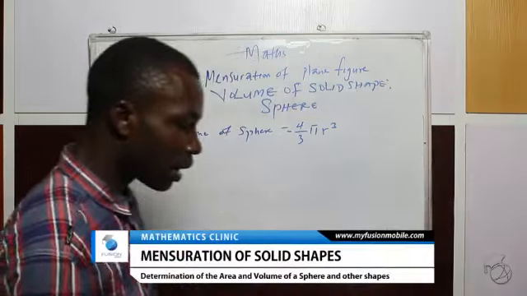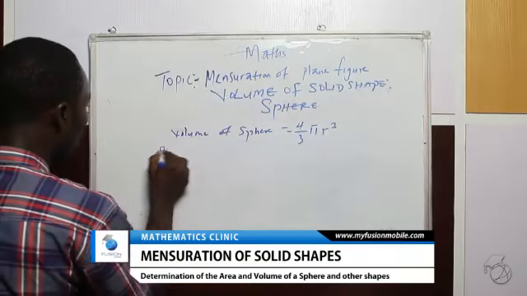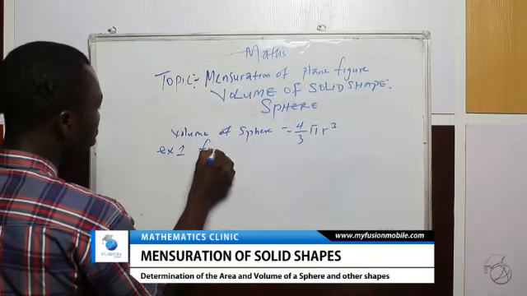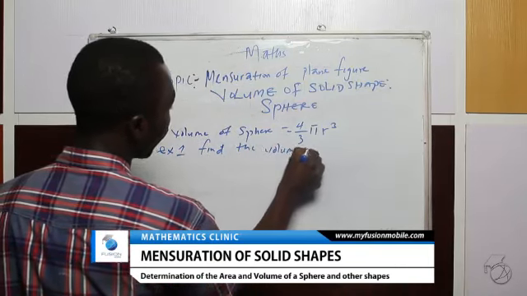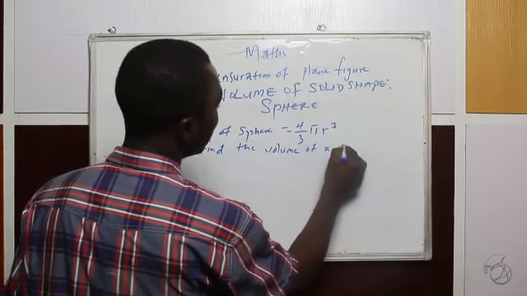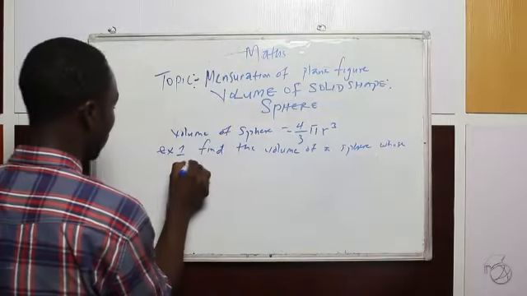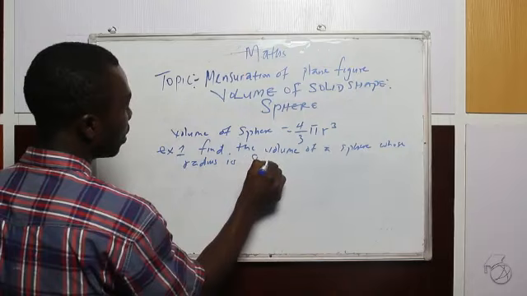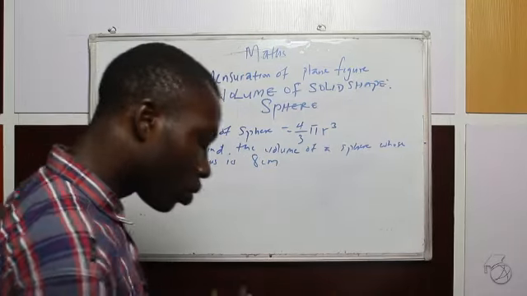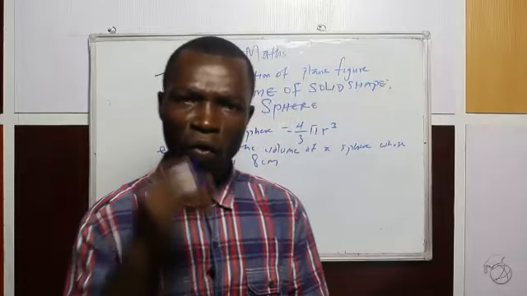Let me give you one example so that we can solve it. Example 1 on volume. Find the volume of a sphere whose radius is 8 centimeters. Earlier on, we saw the surface area of a sphere having a radius of 8 centimeters.